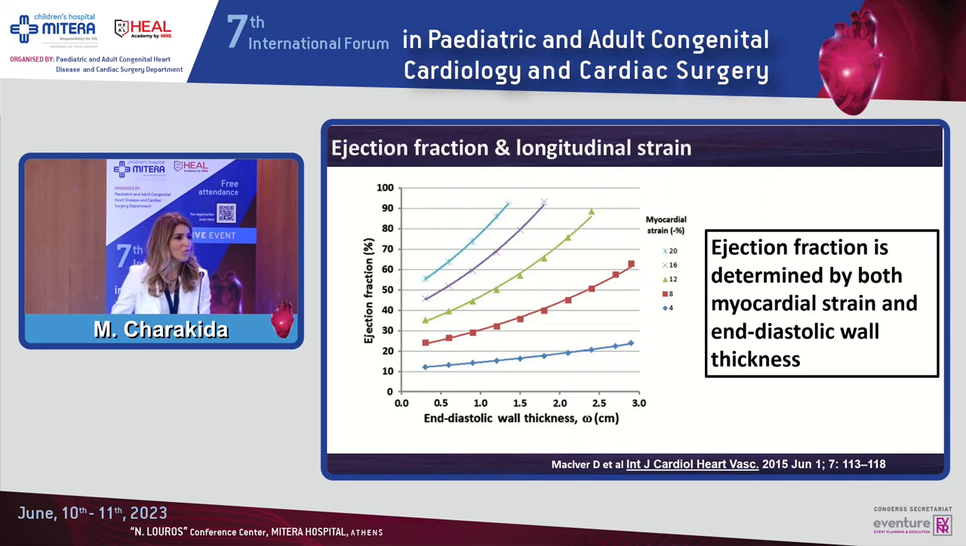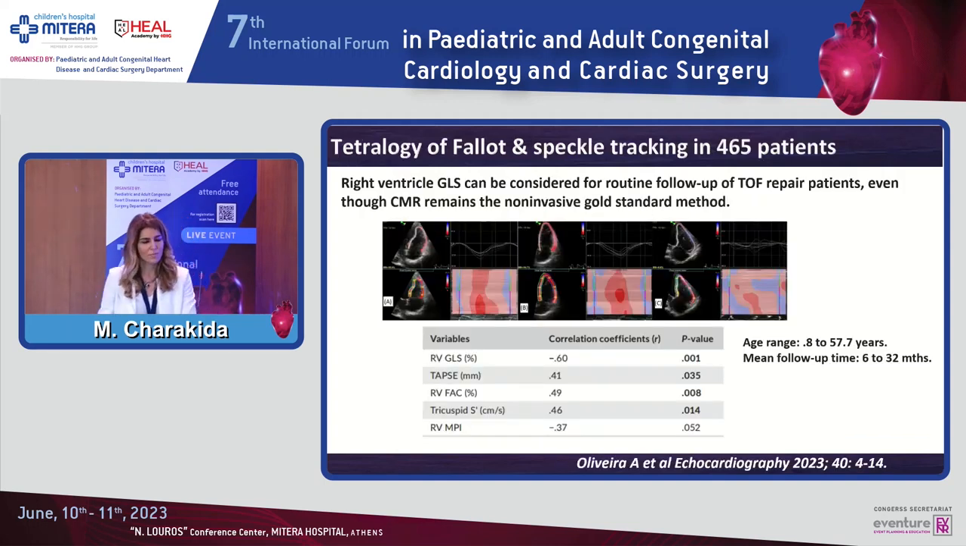So what is the relationship between ejection fraction and global longitudinal strain? This is a nice publication back in 2015 that demonstrates that ejection fraction is determined by both the myocardial strain and end-diastolic wall thickness. As you can see from this graph, as end-diastolic wall thickness increases, we have an exponential increase in ejection fraction. And if the wall thickness is thinner, strain is far more important.